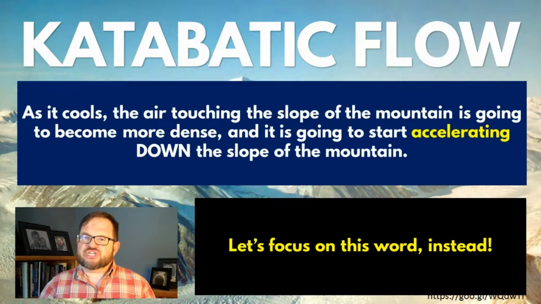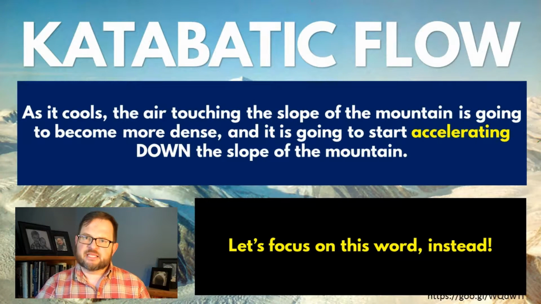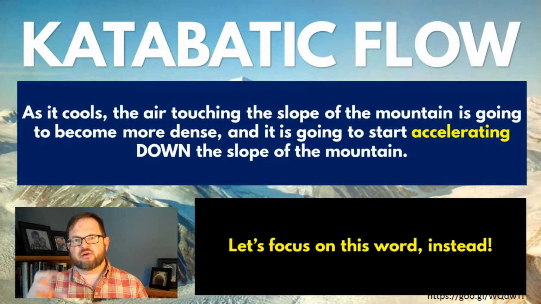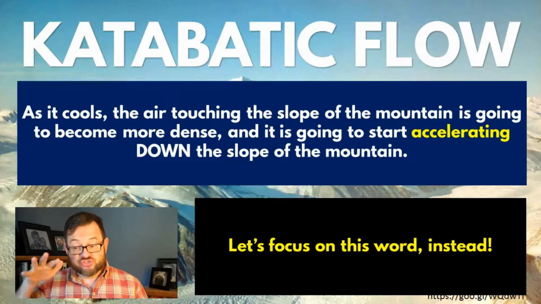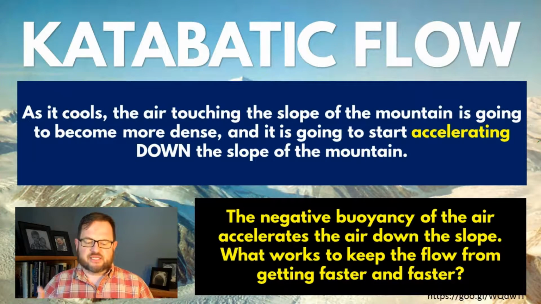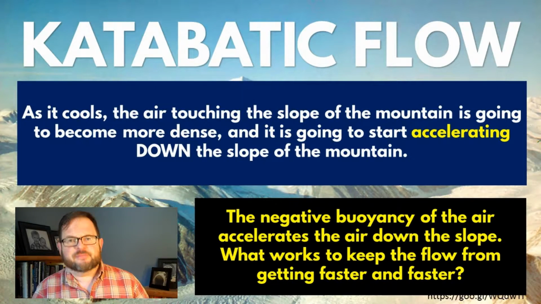I think it's more interesting to talk about a key word in that top box there: accelerating. The air parcel, as it got more dense than the air around it, was now heavier, and gravity began accelerating that air parcel down the slope. So it's negatively buoyant, it's accelerating down the slope. Funny thing about acceleration, though: as long as that acceleration is acting, that's what acceleration means, it gets faster and faster.